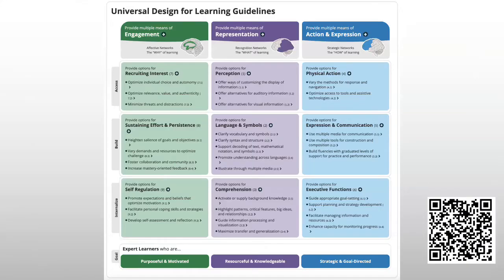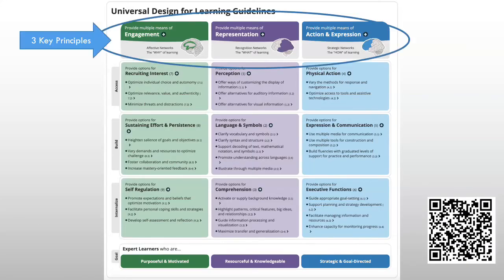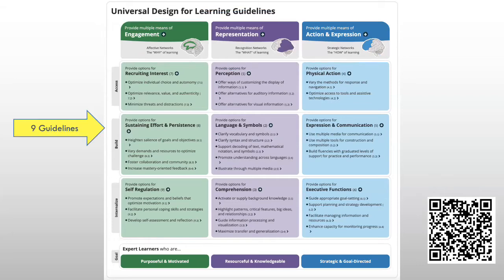I'm going to go into those a little bit further. So you'll see here at the top, these are the 3 key principles: multiple means of engagement, representation, and action and expression. Vertically, these guidelines are organized into the 3 principles, the color-coded shades that you see. Each of these principles is broken down into guidelines. There are 9 guidelines that you'll see here in yellow. The guidelines are organized horizontally.